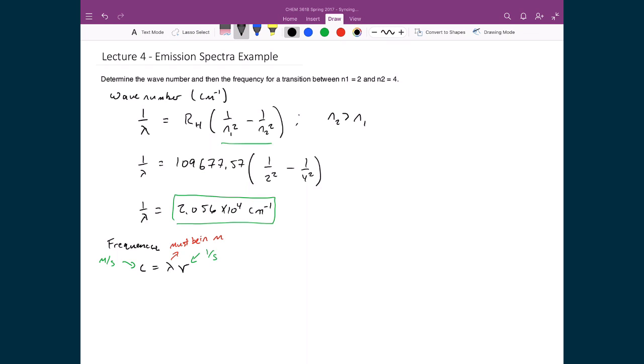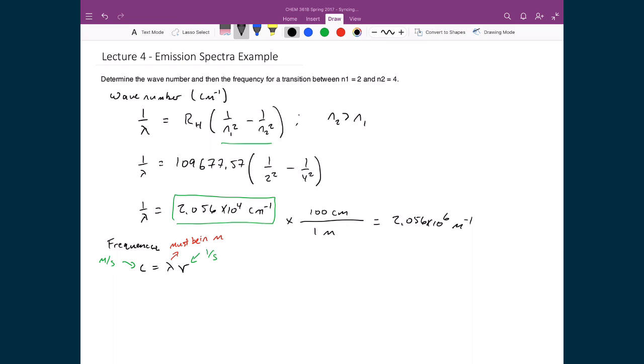So all that means is that I'm going to just take this number and multiply it by 100 centimeters over 1 meter. And that means in the end I'm going to get 2.056 times 10 to the 6 inverse meters.